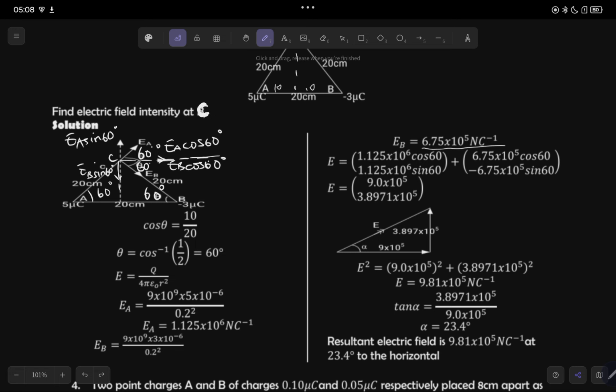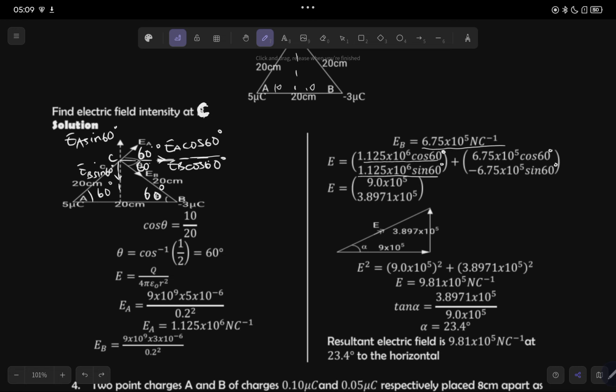EA has a positive horizontal component, which is EA cos of 60 degrees, which is here. It is pointing towards the right. Then it has a positive y component, which is EA sine of 60 degrees. Don't always forget to put the symbols of degrees because they might be mistaken for radians or some other quantities which are not angles.